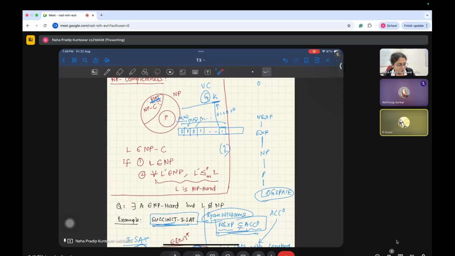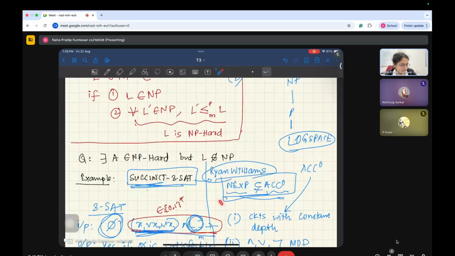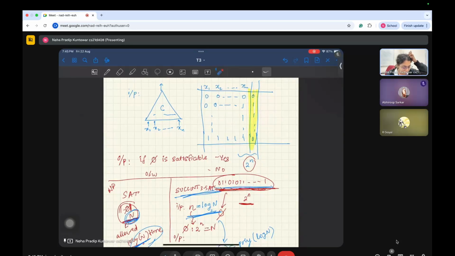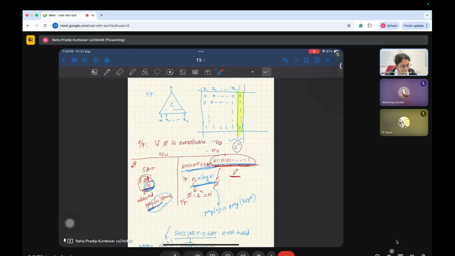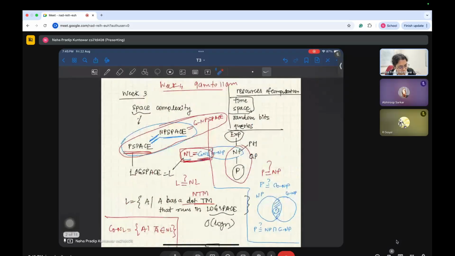Thank you so much. Good. If you're interested, you can check out this paper. It's a very celebrated paper. I think it's one of the biggest results of the last few decades in the area of complexity.